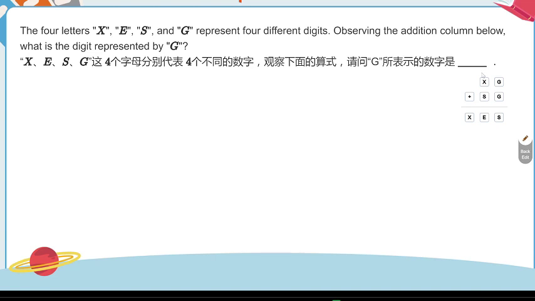2-digit number plus a 2-digit number equals a 3-digit number. So what will be the X here? X must be 1, otherwise it's not enough. If X is 1, and we should think of 1 plus S here, it equals E. Oh, equals E plus 10.